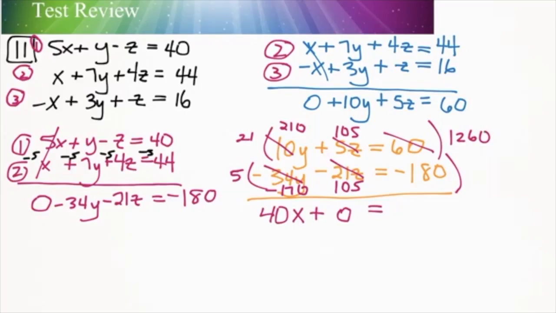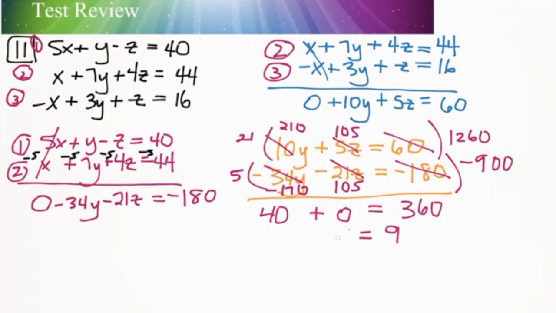And so we have 60 times 21 is 1,260. And 5 times negative 180 is a negative 900. And if I add that together, that'll make 360. And I'm going to have y equals 9.